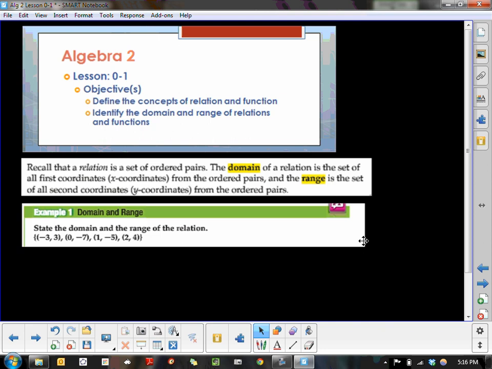Now the domain, this is one of our main vocabulary words. The domain of a relation is the set of all the first coordinates, the x coordinates from the ordered pairs. So in essence, when we get all said and done, the domain are your x values, your input values. And the range is a term that is given to the set of all the second coordinates, the y values, from the set of ordered pairs. So keep in mind a relation is a set of ordered pairs. We call it an ordered pair because it always comes in the same order. The x values come first and the y values come second.